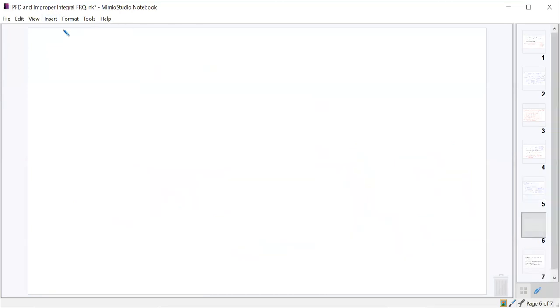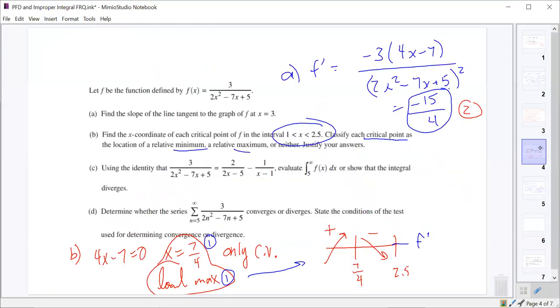All right. And part D, we want to determine whether the series from n equals 5 to infinity of this same thing, 3 over 2n squared minus 7n plus 5 converges or diverges. And there should be a pretty easy way to do this one. So oftentimes, and I've seen this a couple times in multiple choice, they'll give you one like this and want you to show that it converges or diverges, and the integral test will be the easiest way to do this.